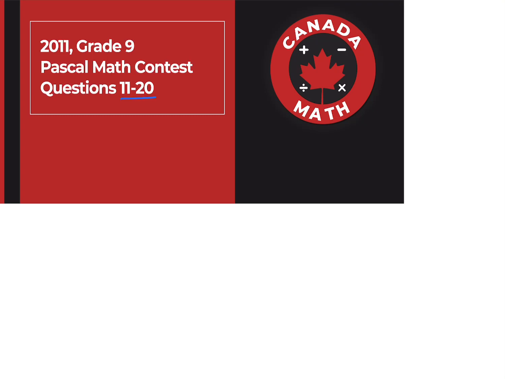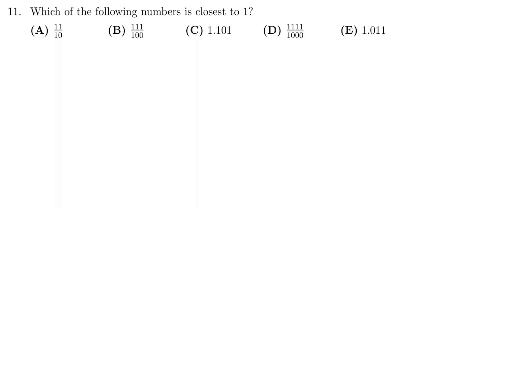Questions 11 through 20 on the 2011 grade 9 Pascal Math Contest. Which of the following numbers is closest to 1? Let's convert all of these numbers to decimals. This is 1.1. This is 1.11. This is obviously already in decimal format. This is 1.111, and this is already in decimal format.